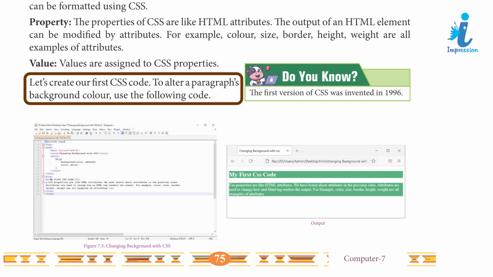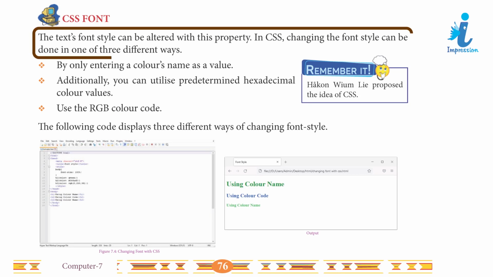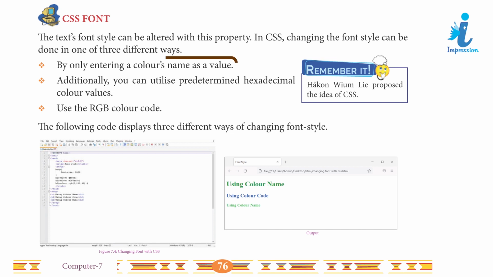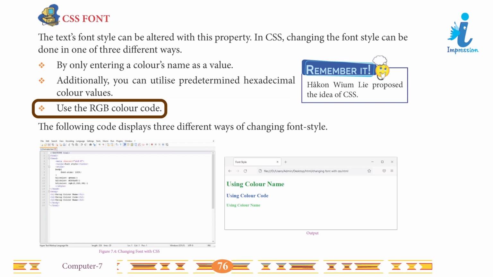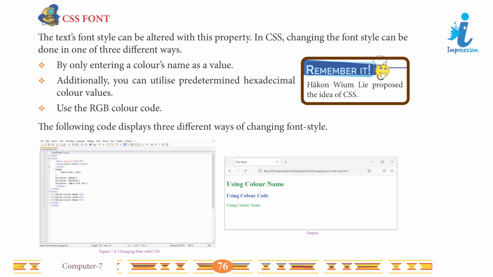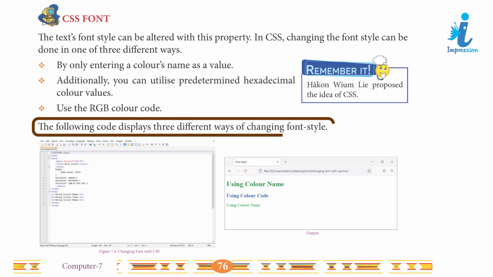Let's create our first CSS code. To alter a paragraph's background color, use the following code. CSS font. The text font style can be altered with this property. In CSS, changing the font style can be done in one of 3 different ways. By only entering a color's name as a value. Additionally, you can utilize predetermined hexadecimal color values. Use the RGB color code. Remember it. Hakon Lie proposed the idea of CSS. The following code displays 3 different ways of changing font style.